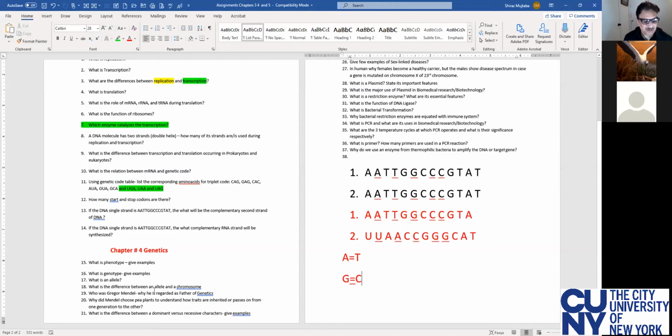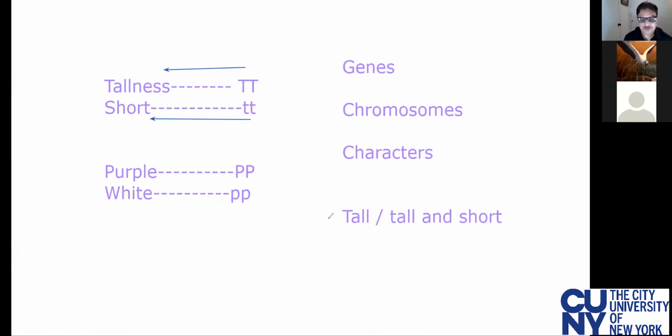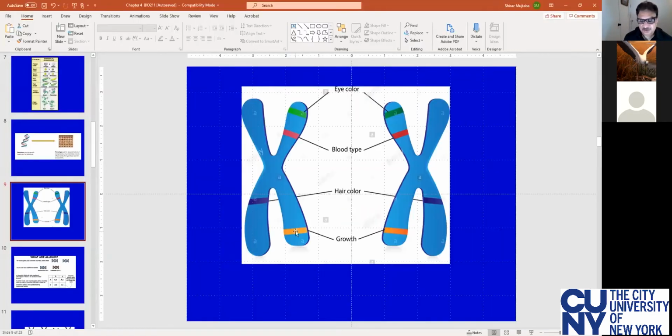What is the difference between an allele and a chromosome? An allele, as I mentioned just now, is present on a chromosome. So genes and alleles are present on the chromosome.